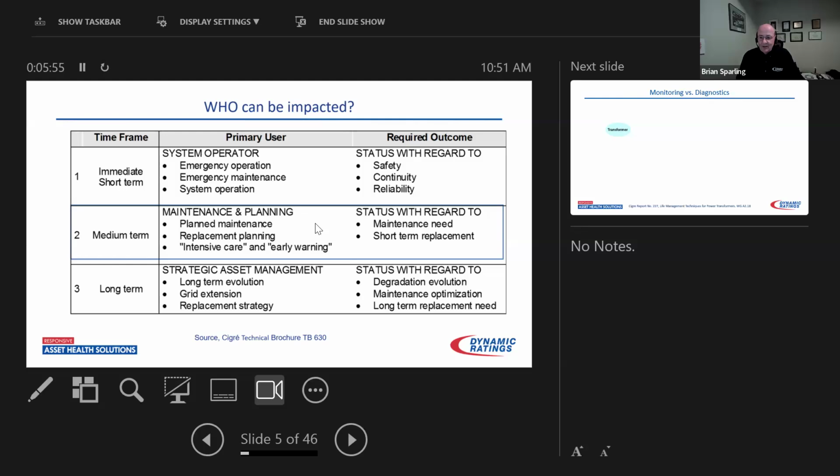The status is the maintenance needs and when, and can help understand short-term replacement. The longer term is for strategic asset management to look at replacement strategies, looking at the longer-term viewpoint. And it's about the degradation, evolution, the maintenance optimization, and planning for long-term replacement needs.